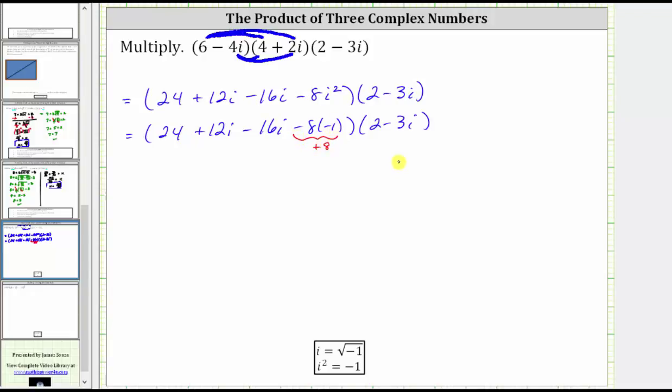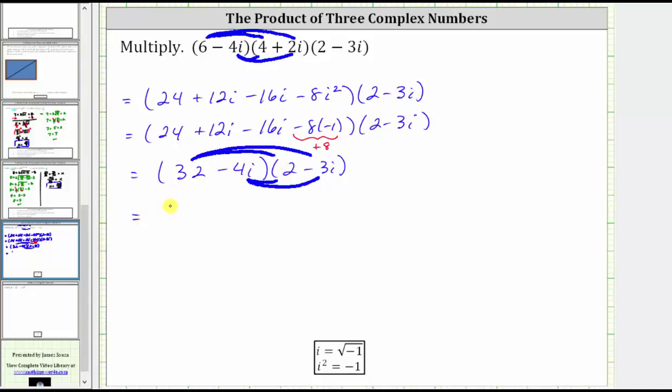So combining like terms, 24 plus 8 is equal to 32. So we have 32, and then 12i minus 16i is equal to negative 4i, giving us minus 4i. This is the product of the first two complex numbers, and now we multiply this by 2 minus 3i. And again, we will have four products. We distribute the 32, and then we distribute negative 4i.